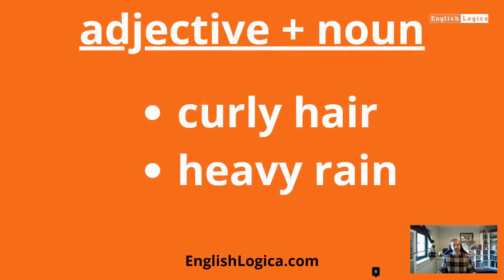Now the next one. This is an adjective and a noun. So adjective plus noun. The first one is curly hair. Our second one is heavy rain. So for example, you wouldn't hear weighty rain or something like that. These are just things that people have come to use to say that the rain is heavy and to describe the noun this way.